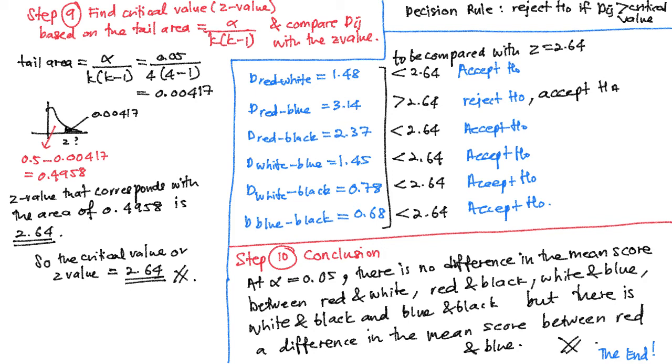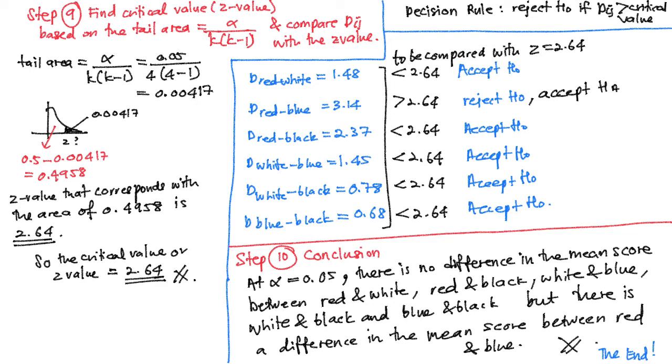The decision rule is to reject the null hypothesis if the dij value is greater than the Z value or the critical value. So based on the dij values obtained from step 8, we compare each of them with the Z value, that is 2.64. So these are all the decisions that we have made based on the decision rule. For all the pairs, we accept the null hypothesis except for the red-blue pair, where the value of dij is greater than the Z value. So in that case, we have to accept the alternative hypothesis.